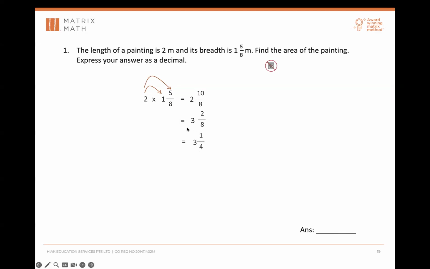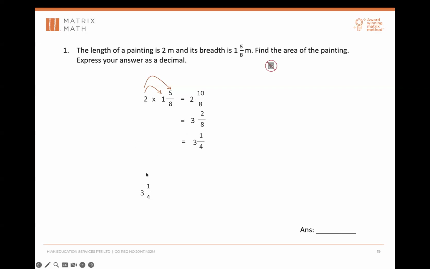Okay, the question doesn't end here. The question says express your answer as a decimal. So I'm going to convert this to a decimal. To convert this to a decimal, the most common way to do it is to change the denominator of the fraction into either 10, 100, or 1,000, whichever is easiest, go for it.